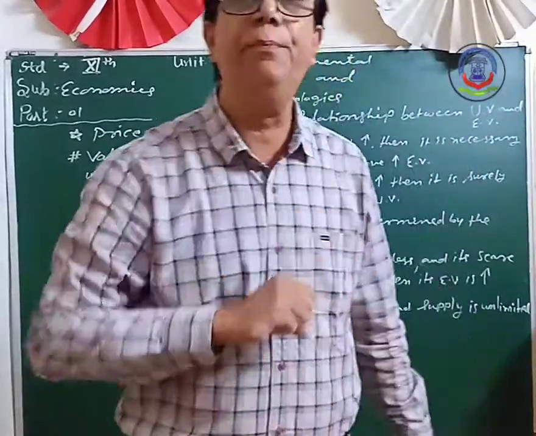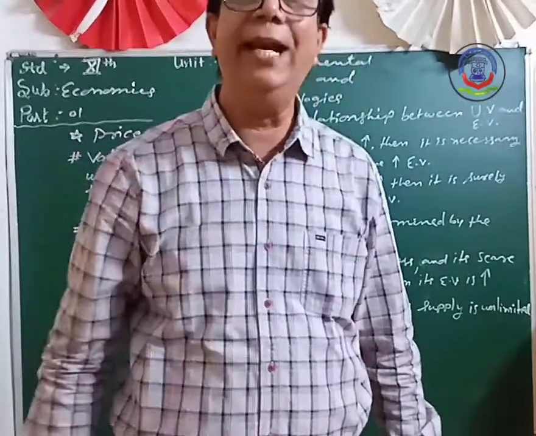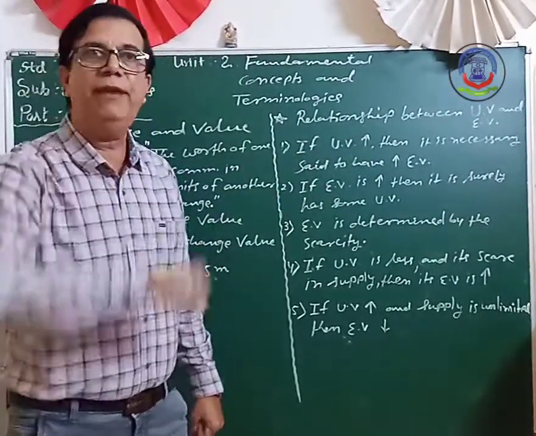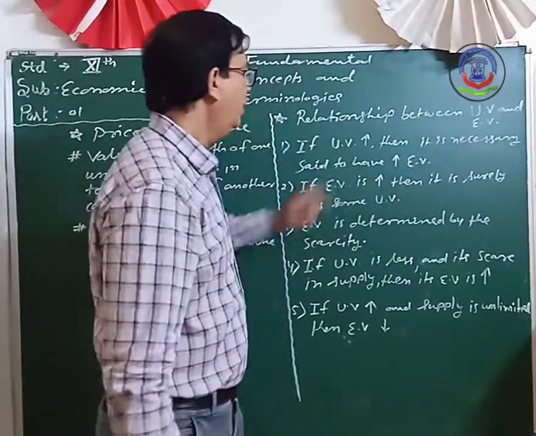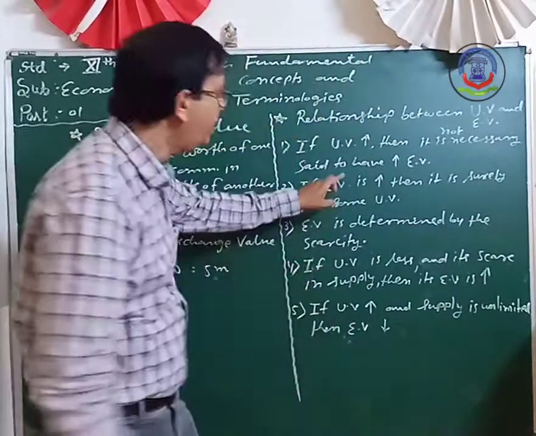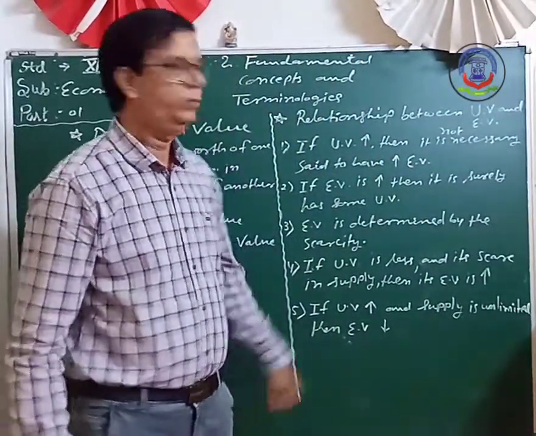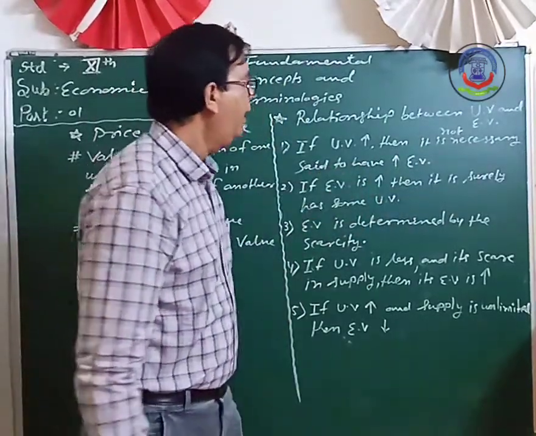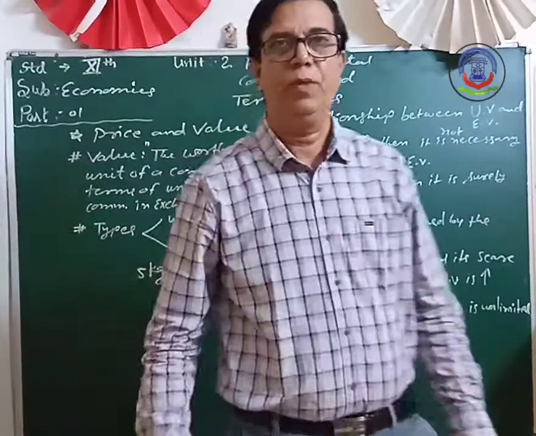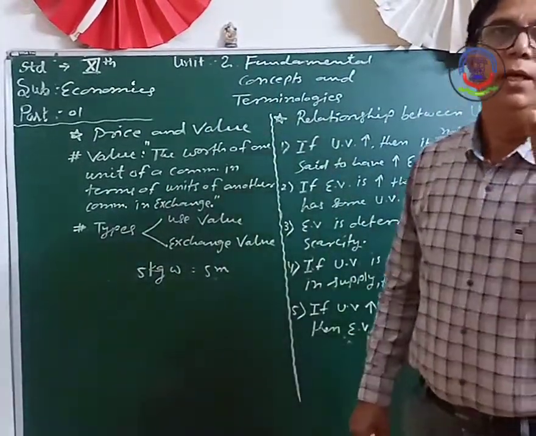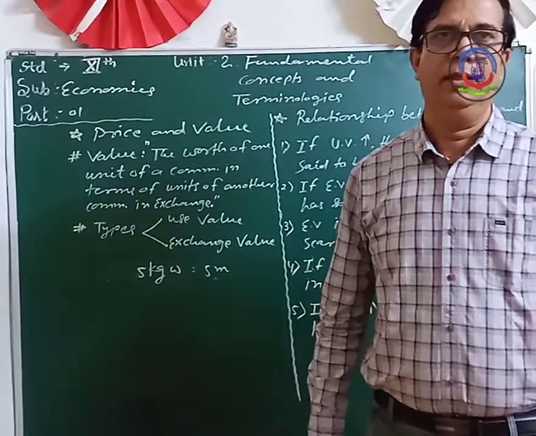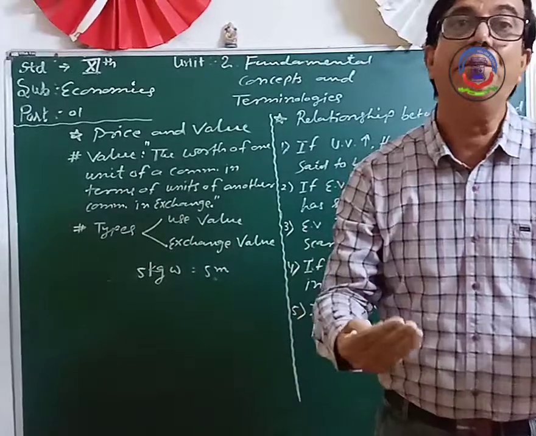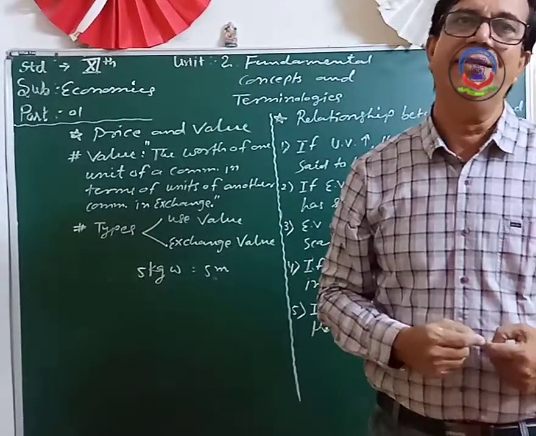Now, what is the relationship between use value and exchange value? Now see here, first relation: if use value is high, then it is not necessary to have high exchange value. For example, air and sunlight: the use value is very high, but exchange value is 0. You can't pay any amount to get the sunlight.